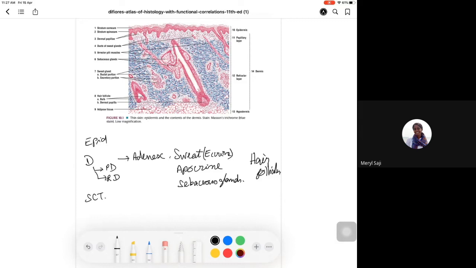Tumors of the skin are classified into tumors arising from the epidermis and tumors arising from the dermis. And in the tumors arising from the dermis, it's mainly adnexal structures: tumors of eccrine glands, tumors of apocrine glands, tumors of sebaceous glands, and tumors of the hair follicle. Now let us see how morphologically they will look.